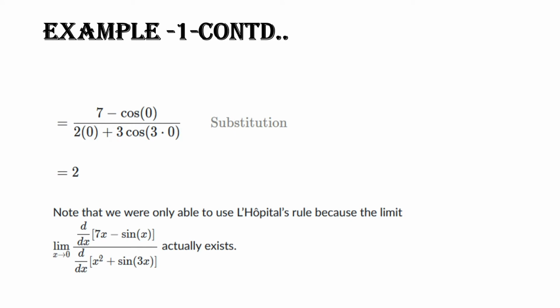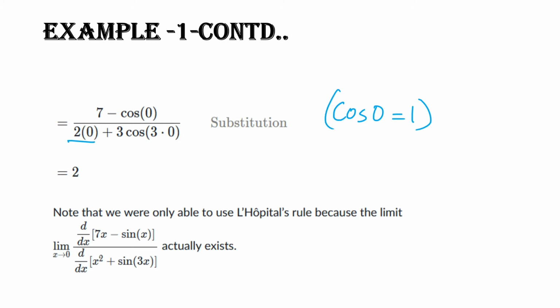So in the next step, when you do the substitution, you are putting 0 everywhere there is x. So 7 minus cos 0 divided by 2 times 0 plus 3 times cos 0. This is what you get. Now remember, cos of 0 is 1, so you are going to use that value. Here this is 0 already.